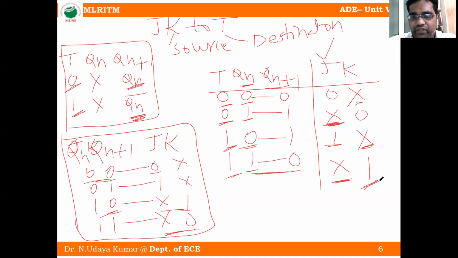Then this one, how will we get this one? If T is equal to 1 and Qn is equal to 1, then we will get K is equal to 1. That means here we will get 1. Okay. So what is the possibility here? We will group together. So we will get K is also T, because in the bottom row we will get T.